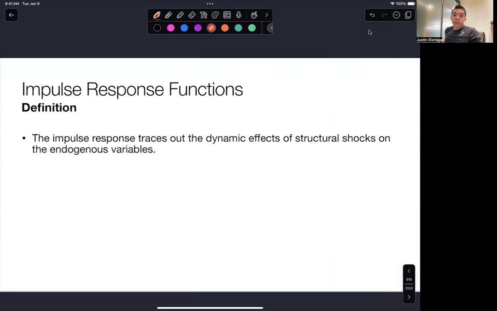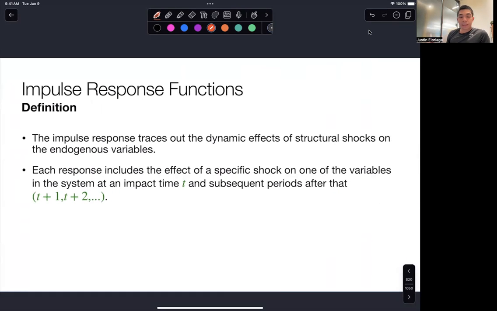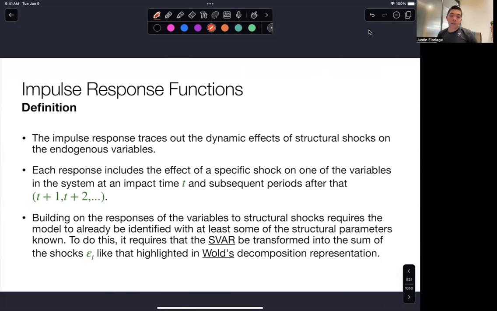Now we're going to go into the impulse response functions. The impulse response function will trace out the dynamic effects of the structural shocks on the endogenous variables. And this is the key result that we want from an SVAR. Each response includes the effect of a specific shock on one of the variables in the system at an impact time t and subsequent periods after that, t+1, t+2, and so on. Building the responses of the variables to structural shocks requires the model to already be identified with at least some of the structural parameters known.